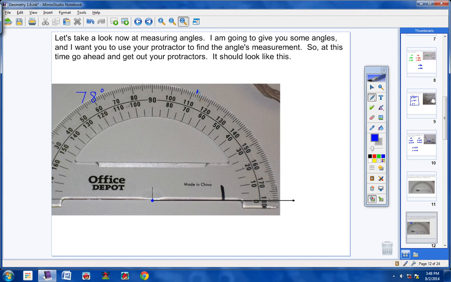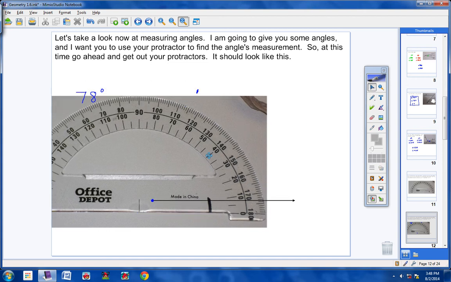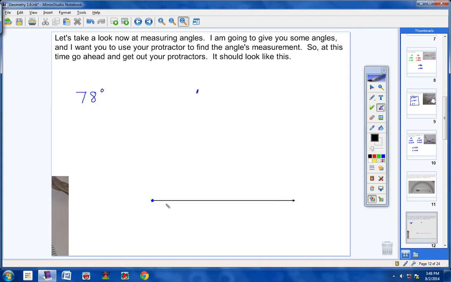Okay, so you put a little mark there, and then you can move your protractor out of the way, and then simply go ahead and draw the rest of your angle. And of course, I'm going to fix mine so it's a little better, but you get the idea. Okay, so there we go. That would be an angle that measures 78 degrees.